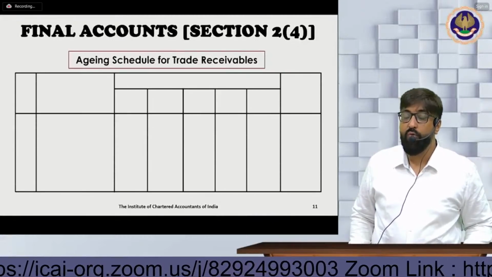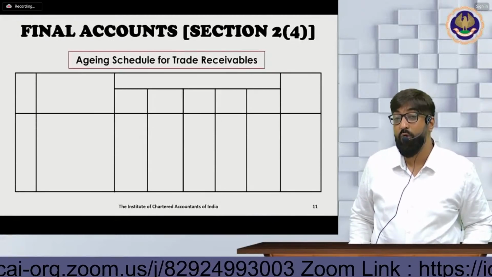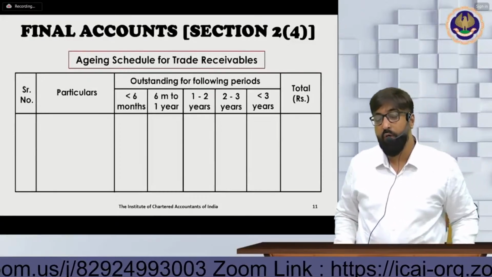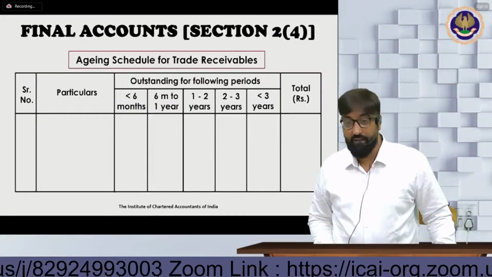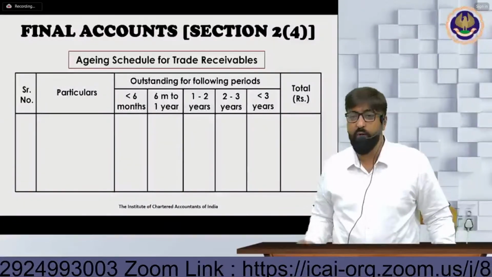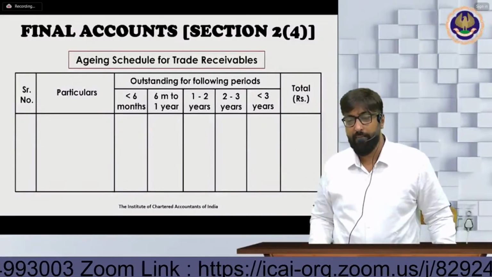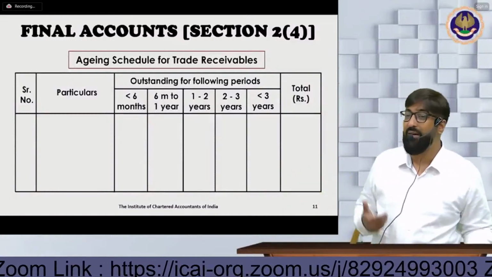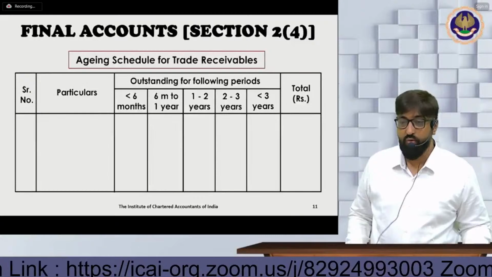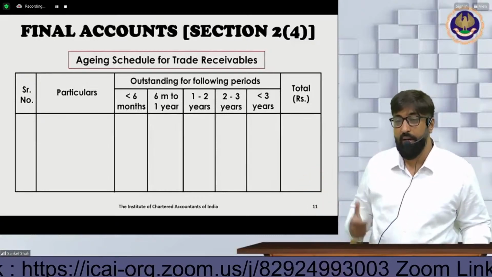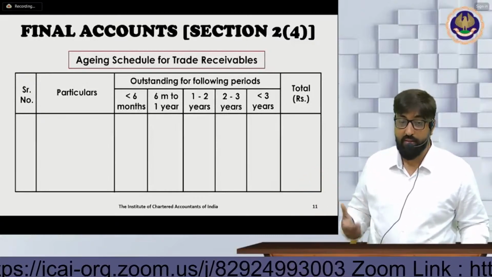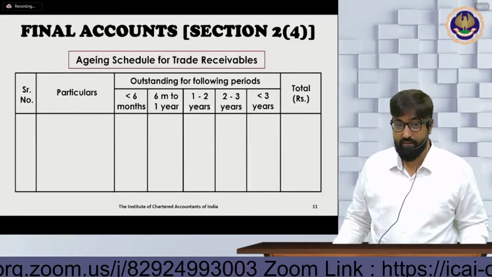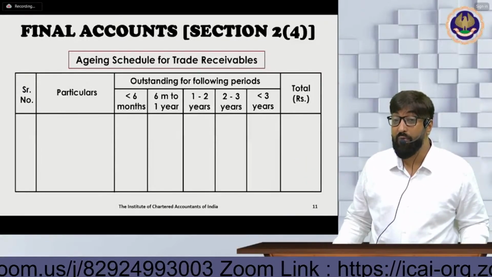Now we have to write the aging schedule of trade receivables. Trade receivables, we normally call debtors. Debtors means trade receivables, whatever amount you are going to receive after selling goods. Whenever your income is not yet received, it is receivable from these people, so they are your debtors. These debtors, if outstanding for less than 6 months, you have to disclose their amount separately.